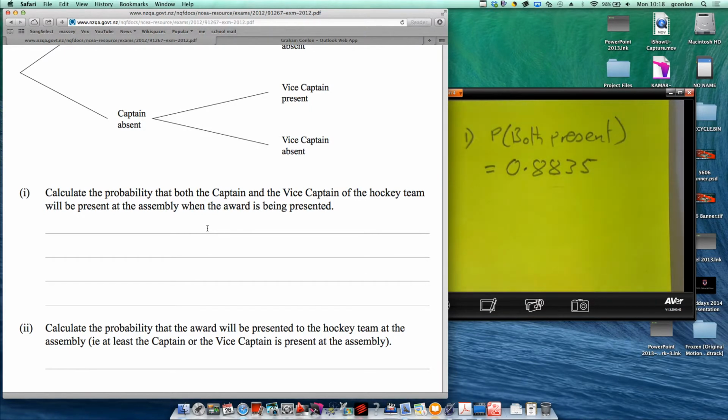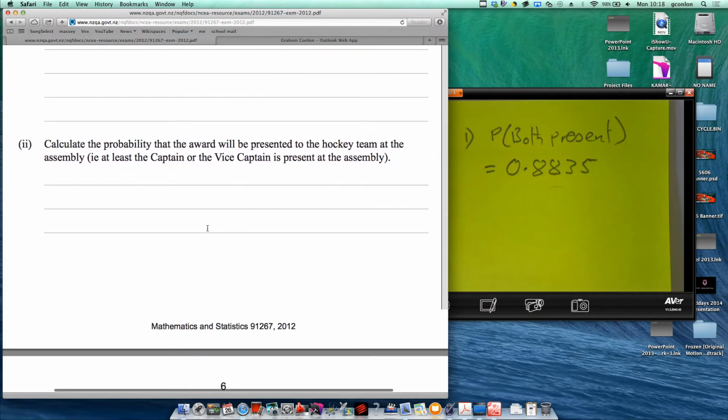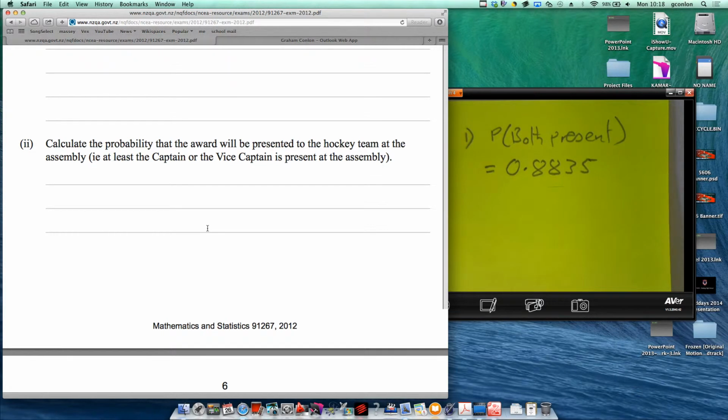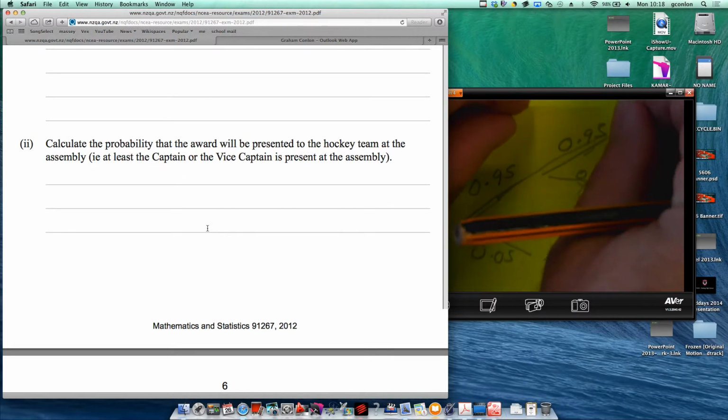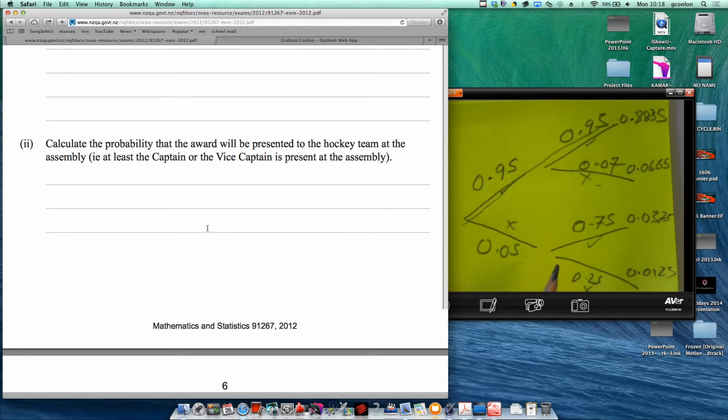Now, the next thing says, calculate the probability that the award will be presented at the assembly. So, in other words, under which circumstances on my tree diagram would you get the trophy? Well, you get that one because they're both there, so the captain goes up and gets the trophy. Would you get it with this one? Yes, you would, because the captain's present. It doesn't matter that the vice captain's not present, the captain gets it. So yes, you can have that one.